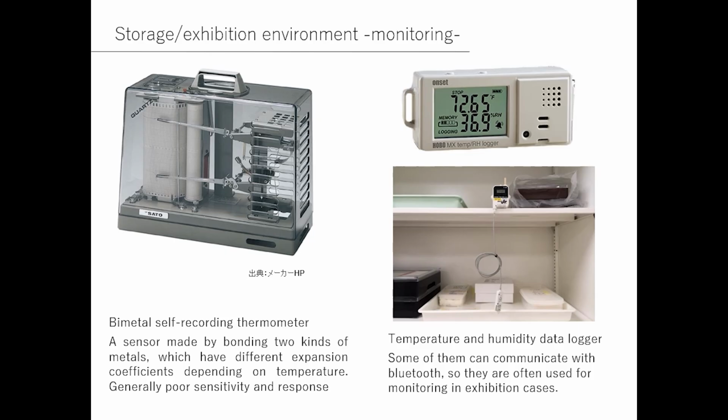As just seen in the previous examples of measurement, it is easier to trace the movement of air from changes in the absolute humidity by monitoring not only in the exhibition room or storage room, but also at multiple locations outdoors or in the space around the exhibition room.